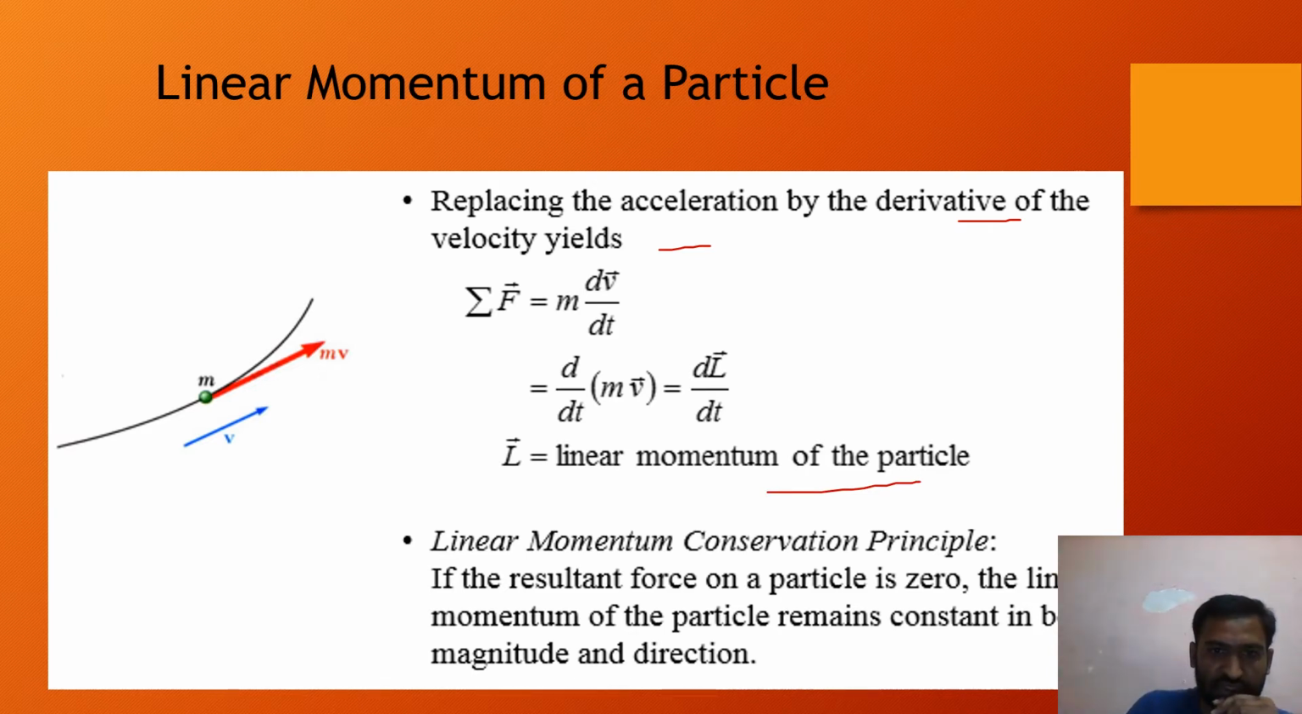What is the linear momentum conservation principle? Now we will talk about the principle. If the resultant force on a particle is zero, the linear momentum of the particle remains constant in both magnitude and direction. You can see here.